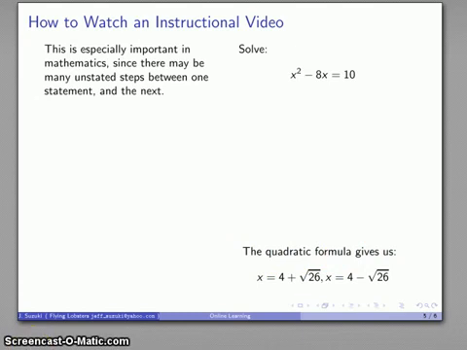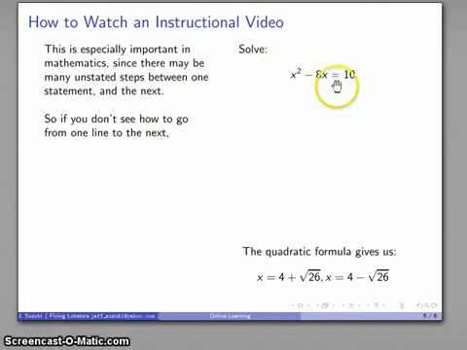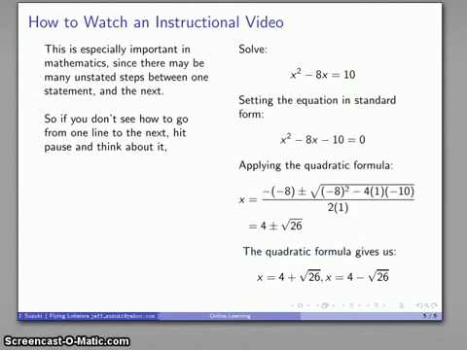Now, if you're watching a video and that happens, if you don't see how to go from this line to the next, hit pause and think about where that is coming from. Have you hit pause yet? If you've hit pause and actually thought about what it is, you might look up and remember what the quadratic formula is. Remember that if you have an equation like that, well, there's a bunch of steps we can fill in. We have to put the equation in standard form, apply the quadratic formula, and that's where that comes from.